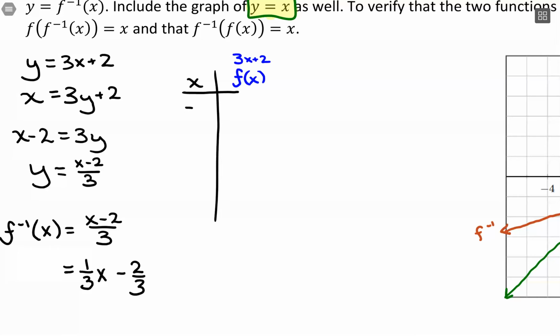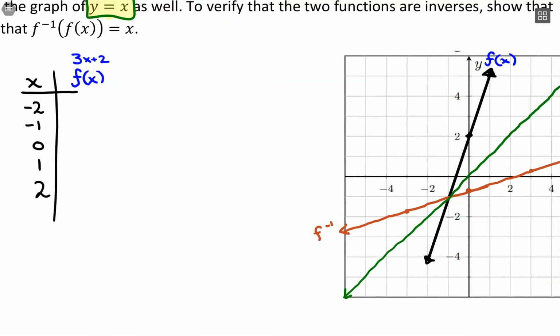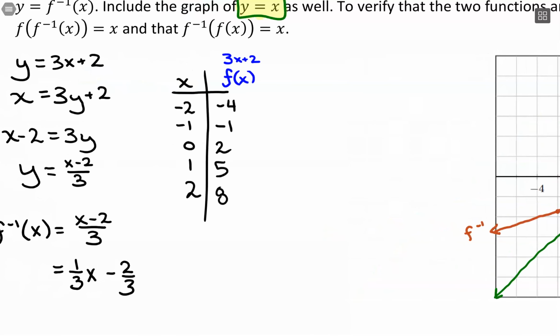And let's just grab some x values. So -2, -1, 0, 1, 2. If I just plug those in, or if I look at my graph here, I can see at -2, we're at -4. When we're at -1, we're at -1. And at 0, we're at 2. At 1, we're at 5. And at 2, let's see, 3 times 2 is 6, plus 2 is 8. So, with that, I have a table for x and f of x.